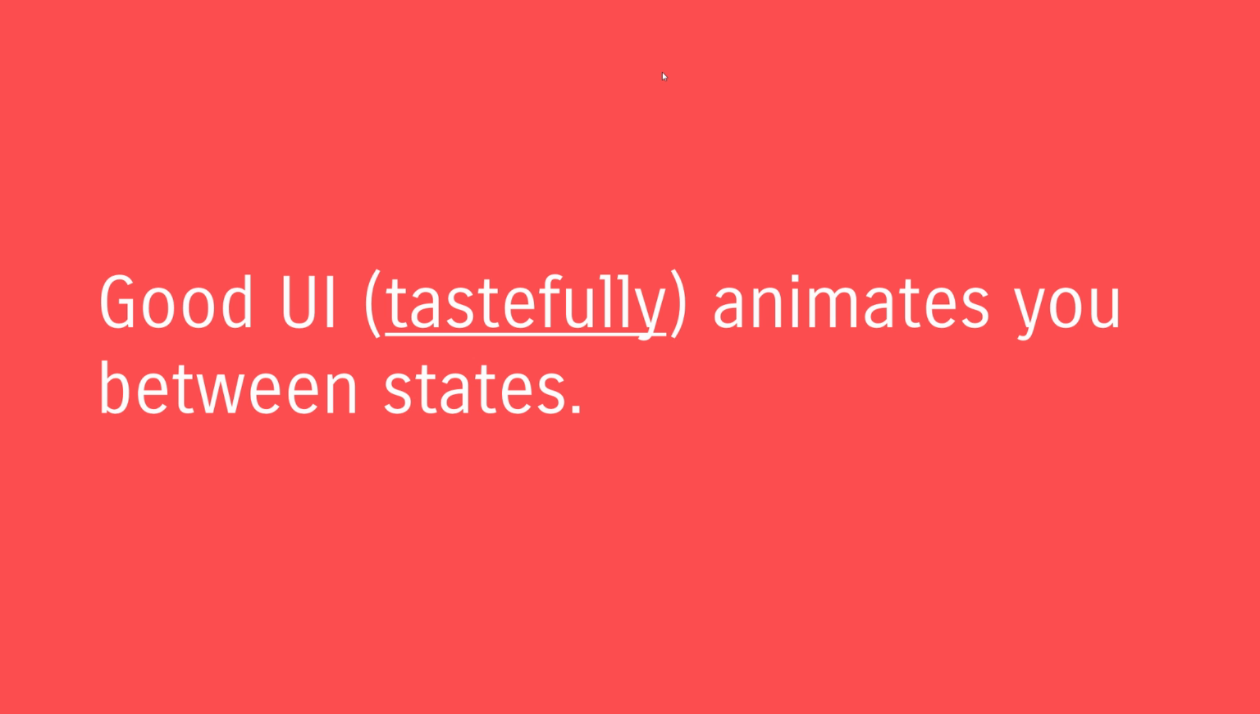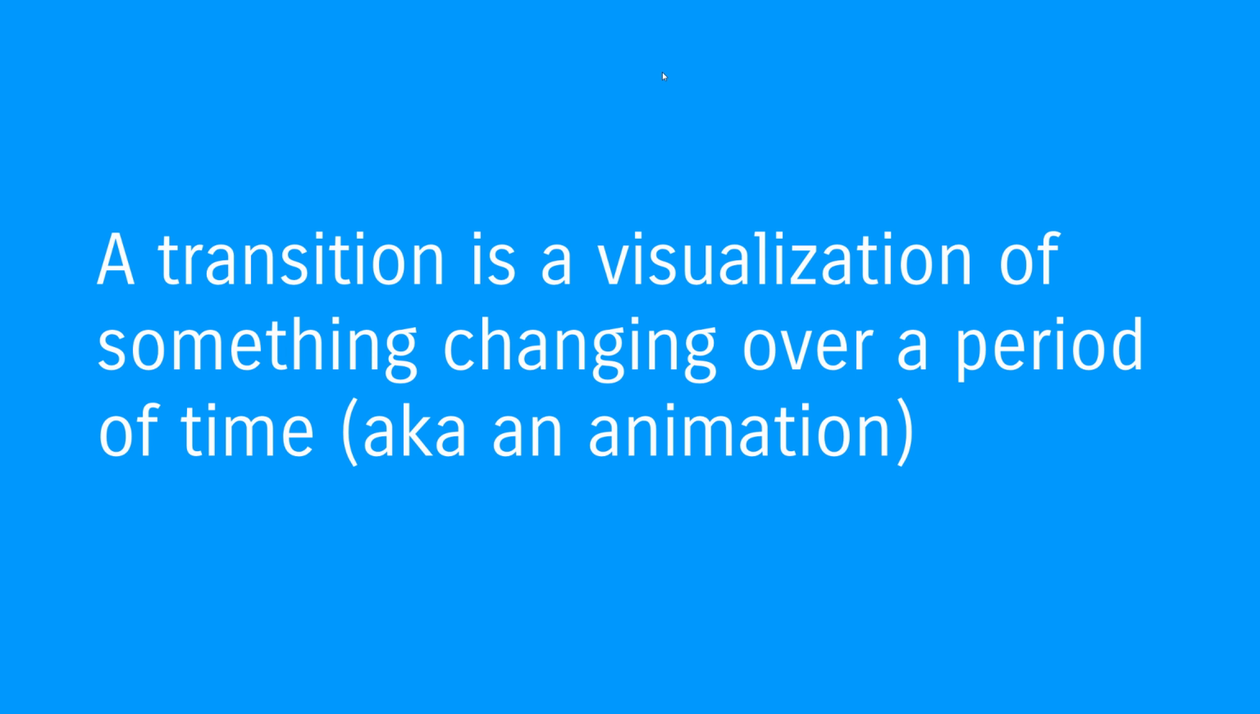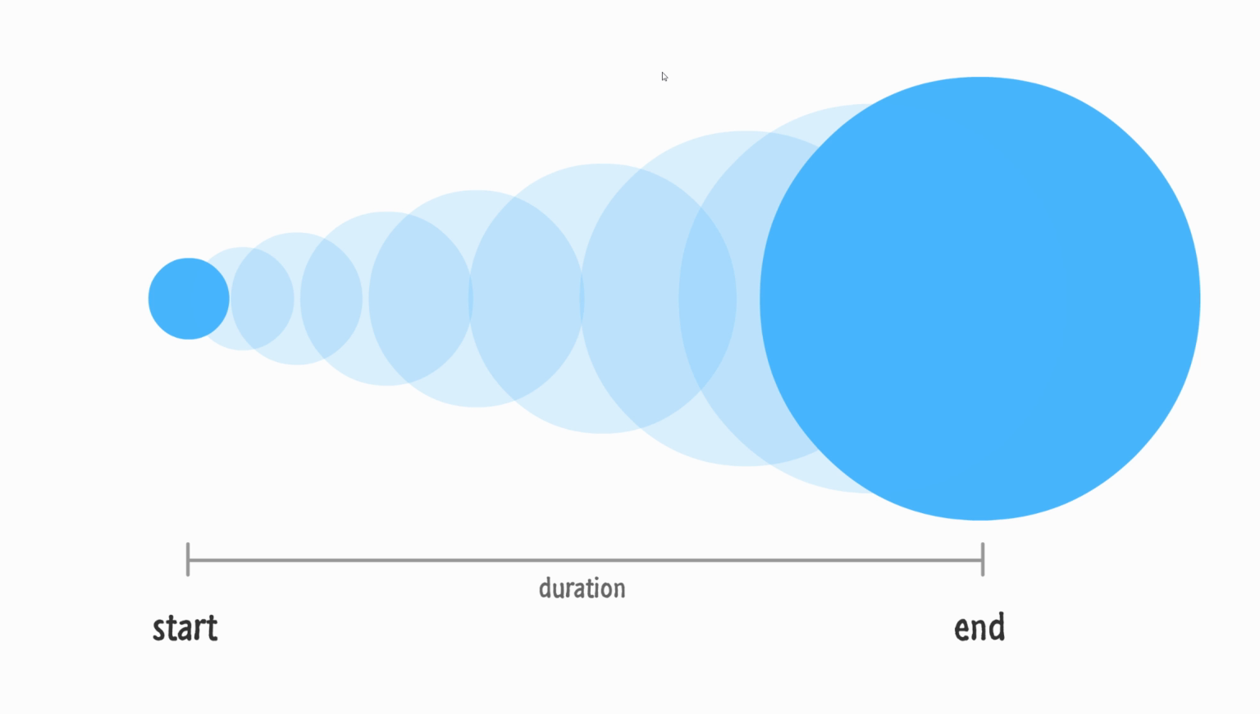Now, the way we're going to bring some of this tasteful animation to life is by something known as a transition. And what a transition is pretty simple. It's a visualization of change over a period of time. And you might know it as another name, which is animation. There are subtle details between transitions and animations, but I won't get into those right now. At a high level, animations and transitions can be generalized as follows.